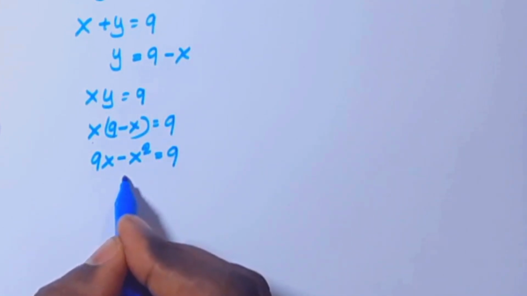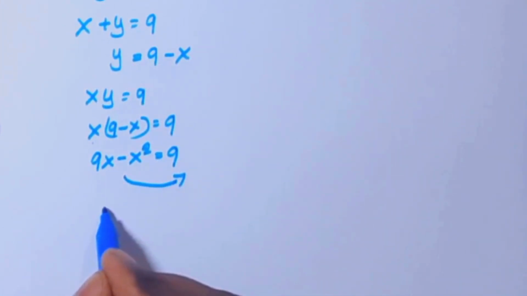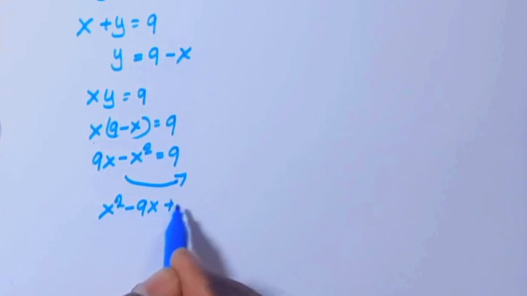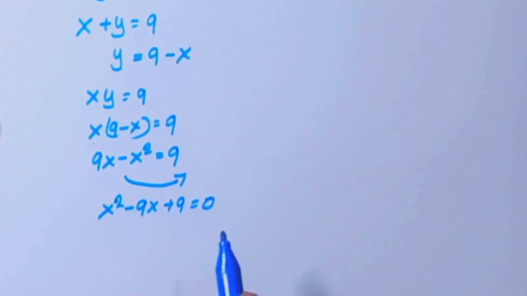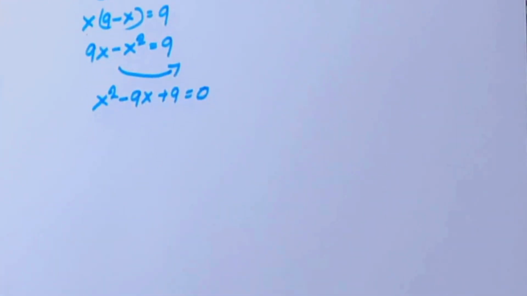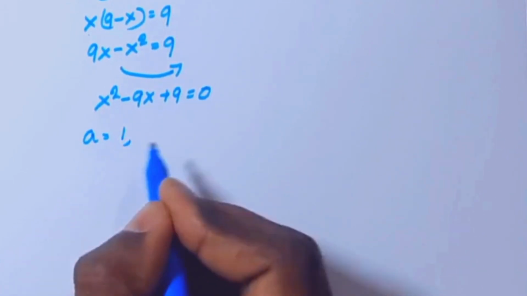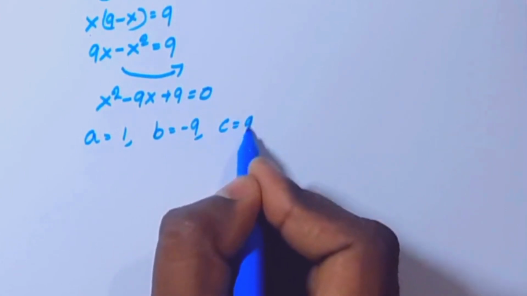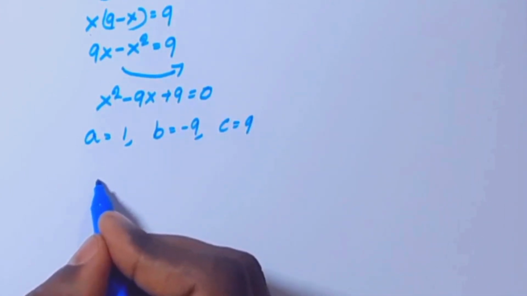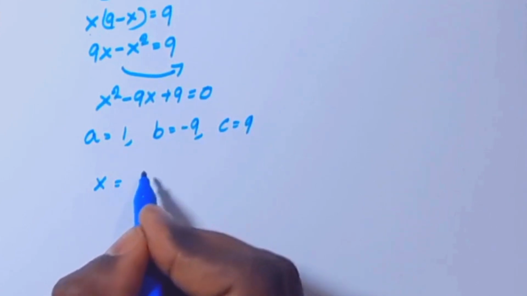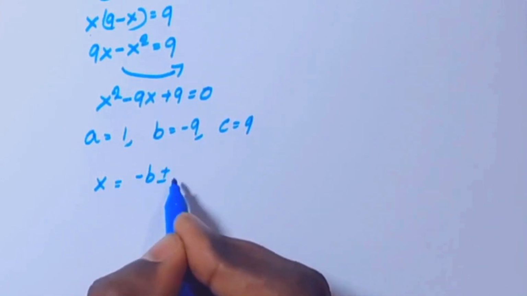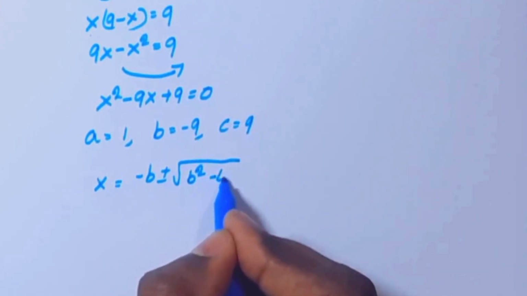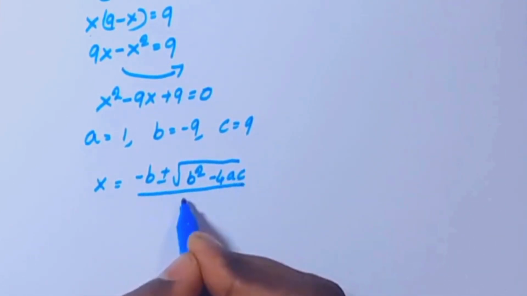We are moving the left hand side to the right hand side. So x square minus 9x plus 9 equal to 0. a equal to 1, b equal to minus 9, c equal to 9. We know the quadratic equation formula: x equal to minus b plus or minus square root of b square minus 4ac, by 2a.